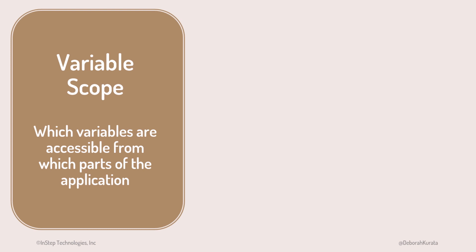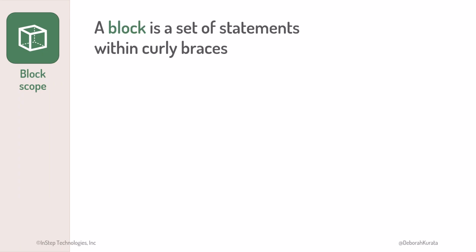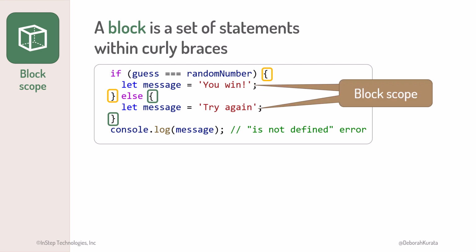There are three main types of scope in JavaScript: block scope, function scope, and global scope. Recall that in JavaScript, a block is a set of statements within curly braces. Here we have two blocks, one for the if and the other for the else. If we declare a variable within a block using let or const, the variable has block scope. That means that these variables declared within the block can only be accessed from within that block. In this example, since we declared the message variables within each block, we get an error when we try to access it outside of the block.